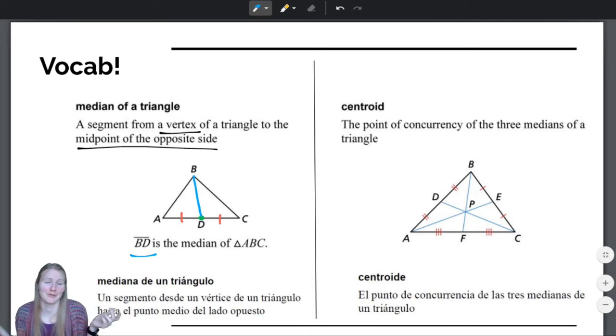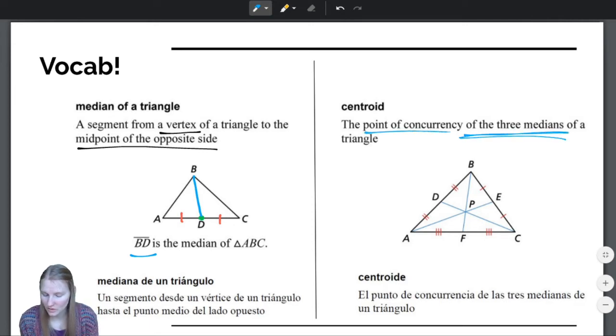Now, why do we care about medians? Because if we construct all of the medians, the point of concurrency of the three medians of a triangle is the centroid.